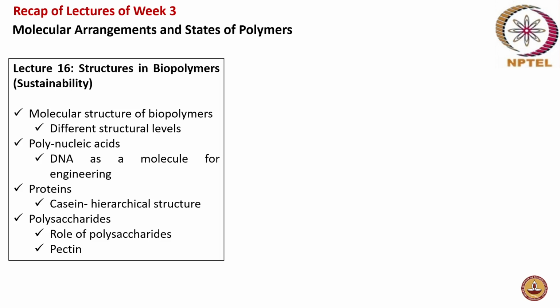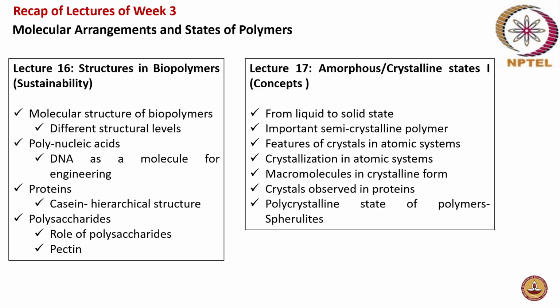And then polysaccharides were discussed. The complex structure of pectin was discussed, and what the different types of interactions in pectin are was all discussed. Next, lecture 17 was on concepts of amorphous and crystalline states in polymers, right? The discussion was from liquid to solid state. The disordered state is more of an amorphous state. In the crystalline state, there is an order getting involved, right?